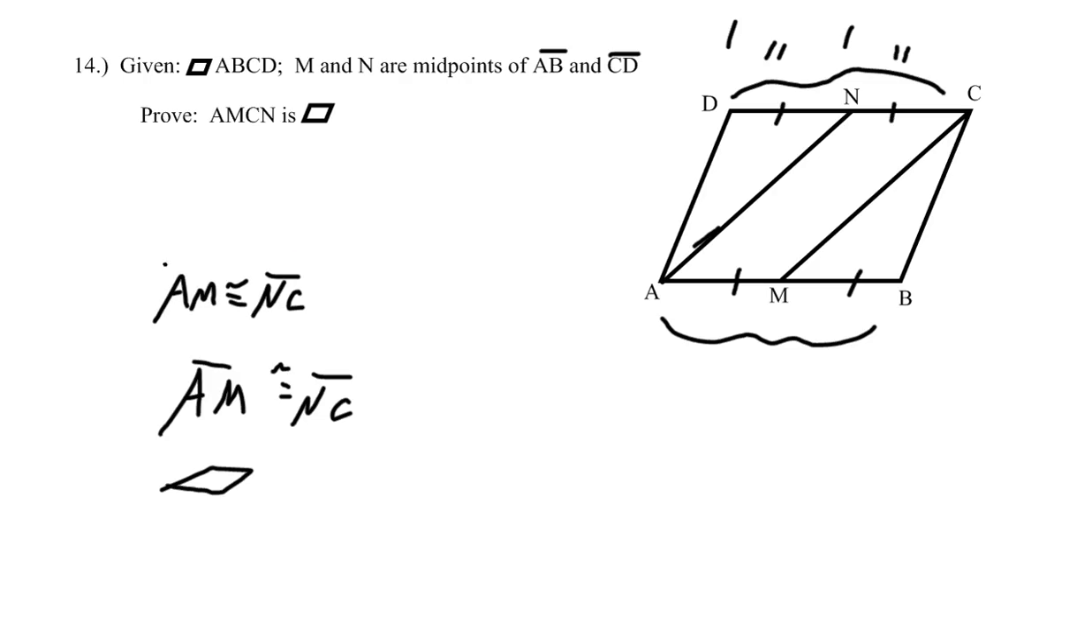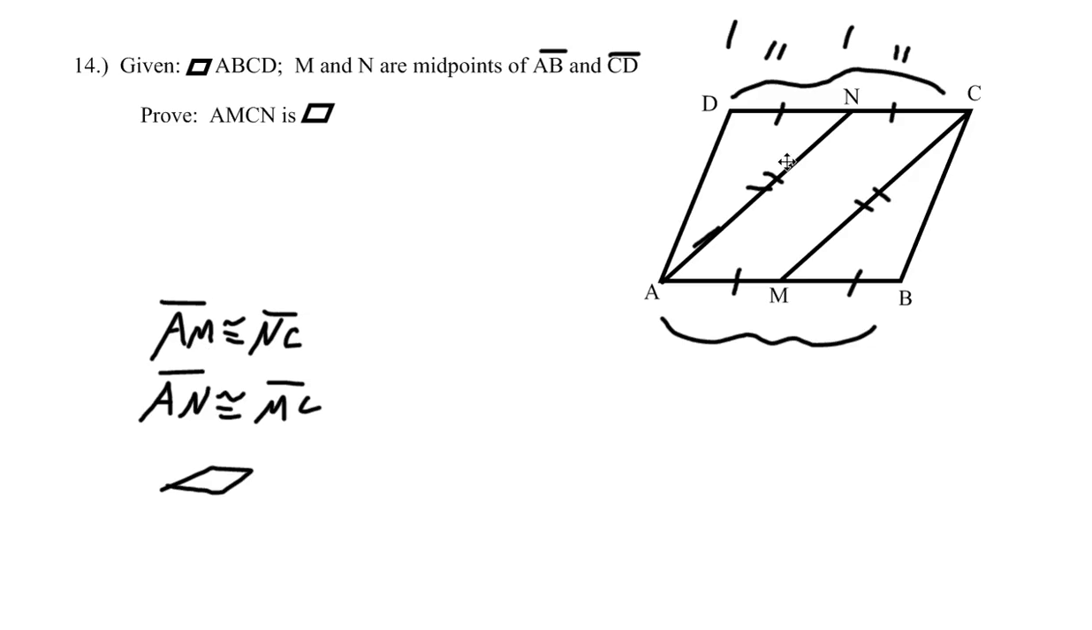Now to get, oh, sorry. This piece that I wanted here, I don't know what I was talking about. I need both of these, but I just said the same one twice. The other pair I need congruent are AN and MC. Okay, so I need this piece congruent to this piece, and then I'll have a parallelogram because both pairs of opposite sides are congruent. So to do that, I'm just going to prove that these two triangles are congruent.